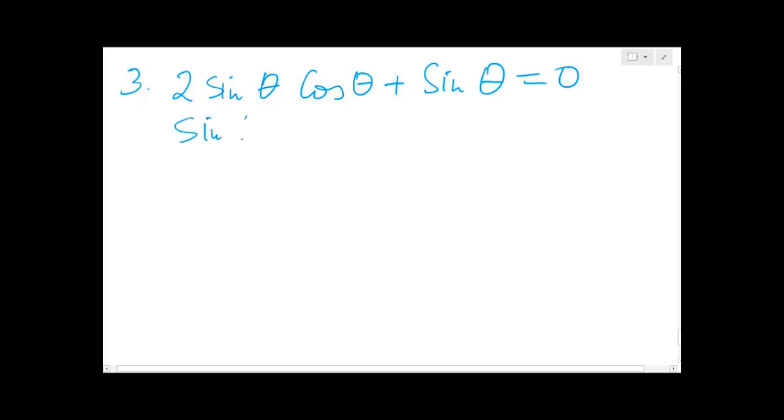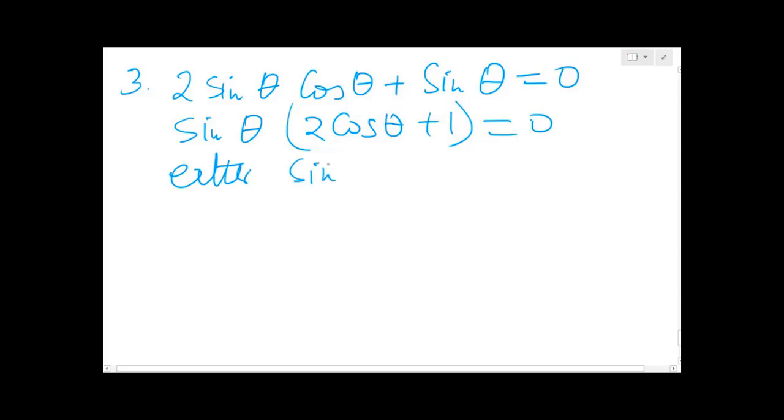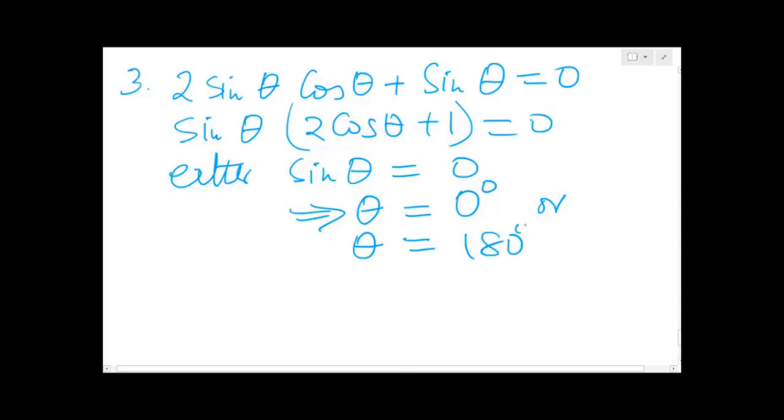Question 3 under this category, we have 2 sin theta cos theta plus sin theta is equal to 0. We factor out sin theta on the left hand side to have sin theta into 2 cos theta plus 1 is equal to 0, and we have either sin theta is equal to 0, and this implies that theta is equal to 0 degrees, or theta can also be equal to 180 degrees.